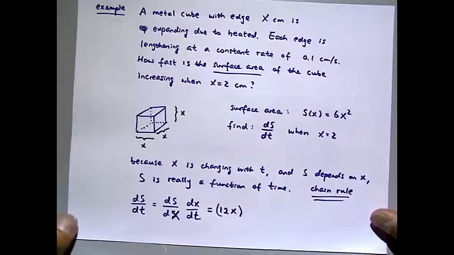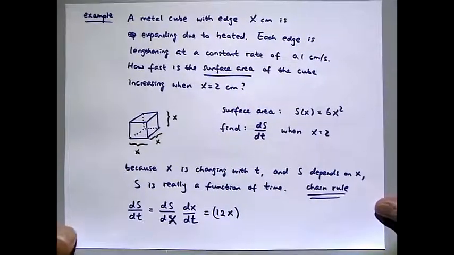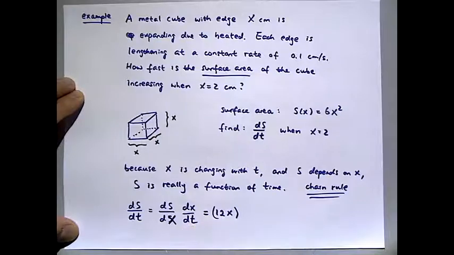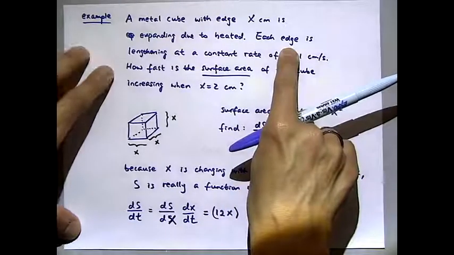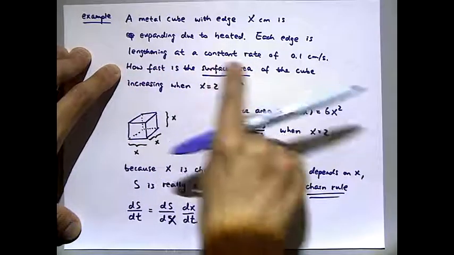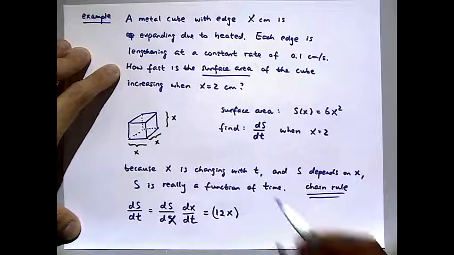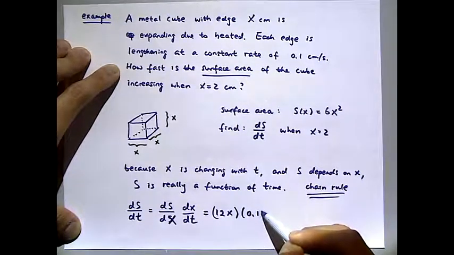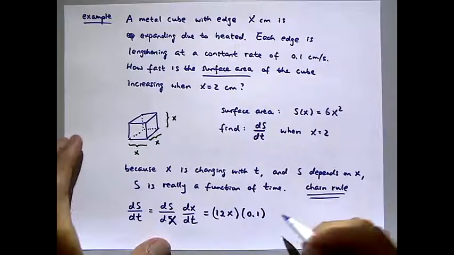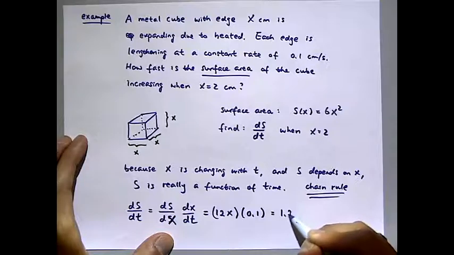What about dx/dt? What do we know about it? We're told dx/dt is the rate of change of x with respect to time, and we're told that each edge is lengthening. That means it's a positive rate, at the rate of 0.1. Very simple. Okay, so what do we get? We get 1.2 times x.